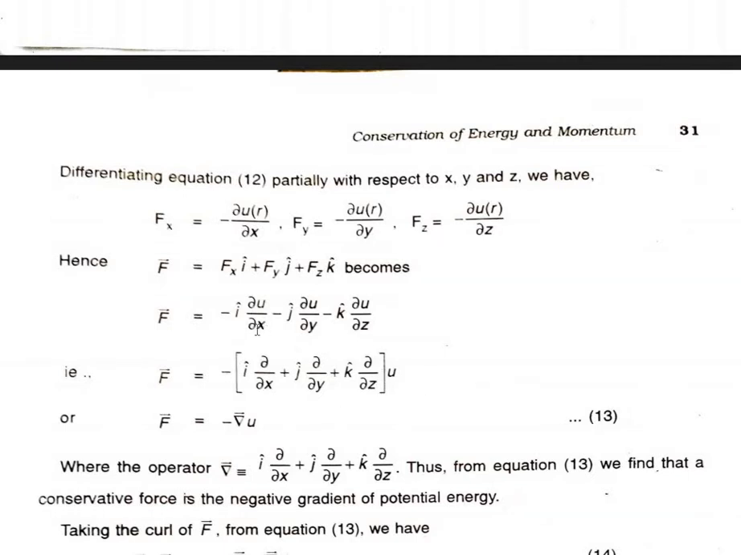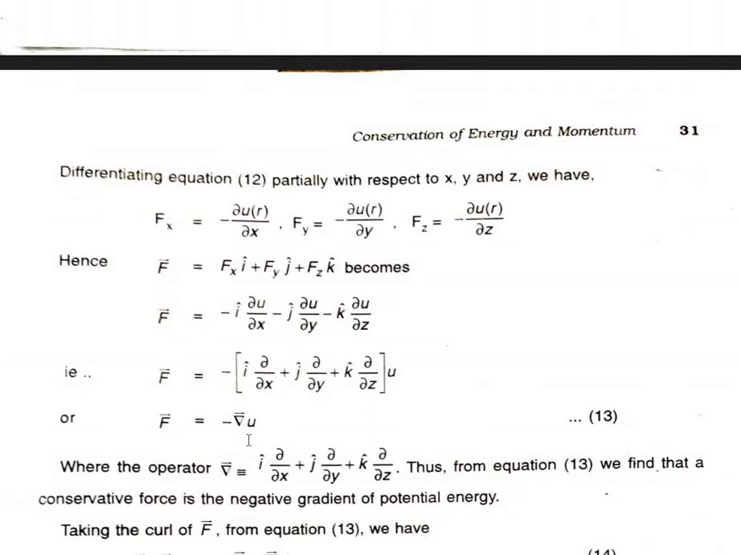This operator, i ∂/∂x plus j ∂/∂y plus k ∂/∂z, is known as the del operator. So del equals i ∂/∂x plus j ∂/∂y plus k ∂/∂z, where ∂ denotes the partial derivative. So F equals minus del U. Force is nothing but the negative gradient, the negative gradient of potential.